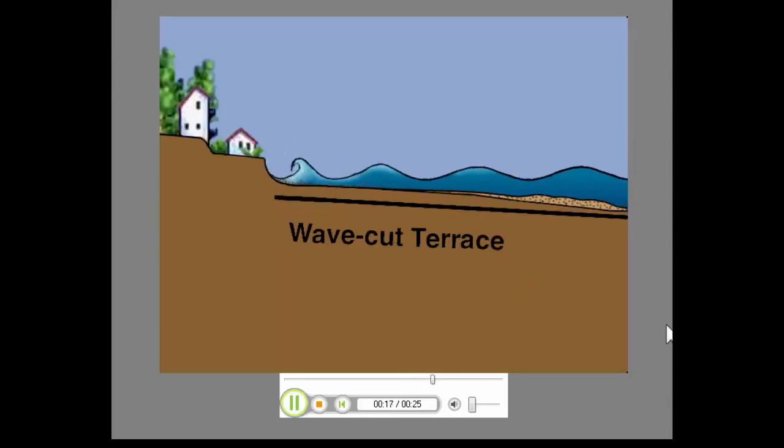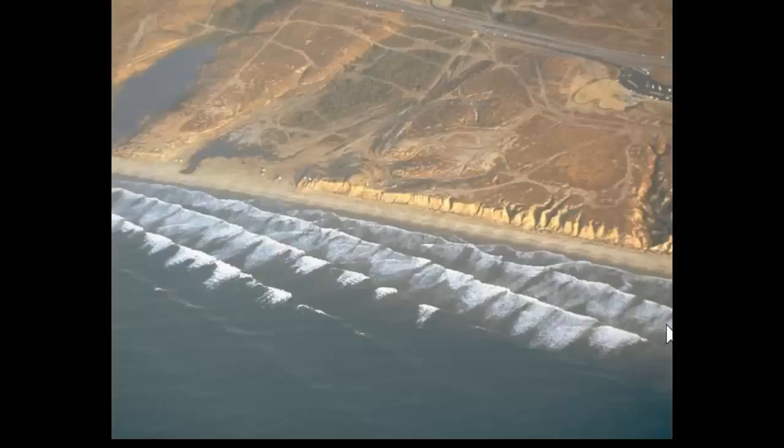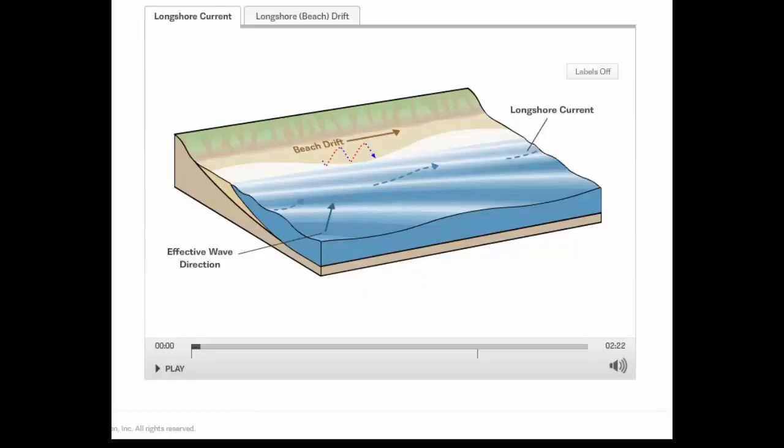Now another thing that sand does, rather than just moving toward the beach and away from the beach according to the size of the waves, is that it also moves along the beach, parallel to the beach. And the reason for that has to do with situations where the waves arrive at the beach at an angle. You can see in this picture that the waves are hitting the beach at an angle. And the effect of that is to cause the sand to be moved to the right along the beach. And this animation illustrates this.